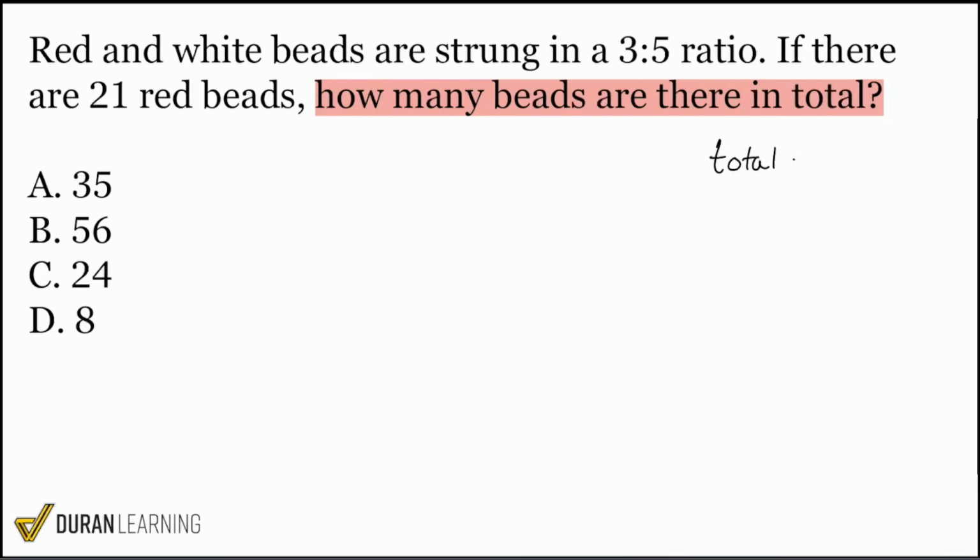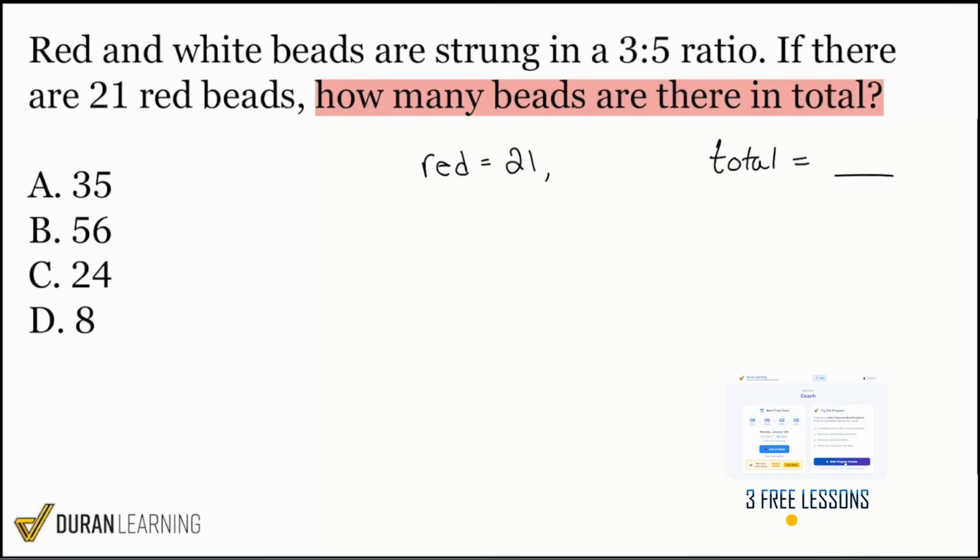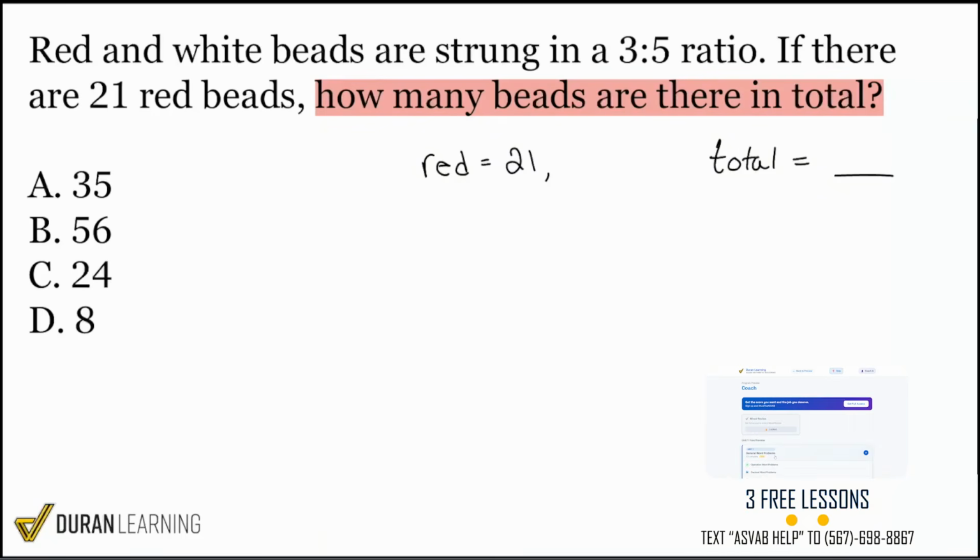Total equals blank. Now, remember that if we receive information in the same sentence, we want to make sure that we're comparing it properly. Because when you have two pieces of information in the same sentence, there's a 99% chance that they are related, unless they say otherwise. So here, if there are 21 red beads, I'm going to say that we have red equals 21, and the total is blank. Okay, sounds good. Let's go ahead and now take a look at the first sentence.